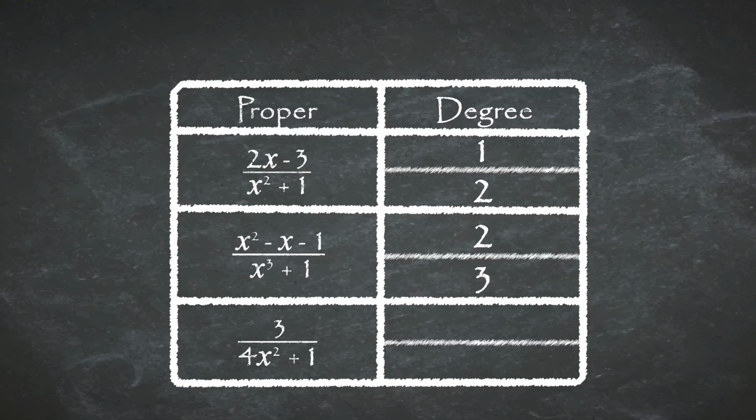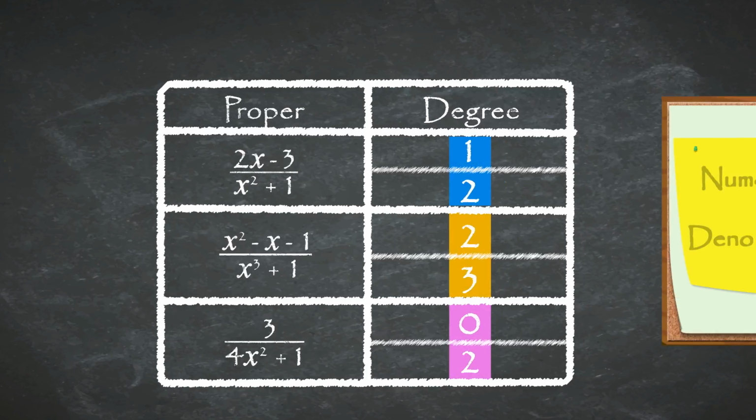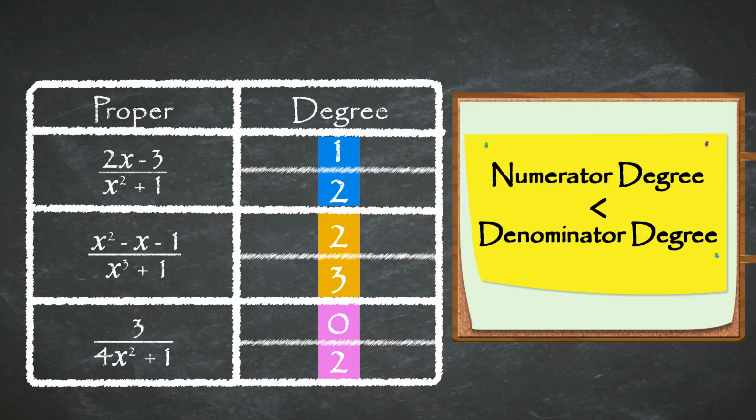Well, the numerator is 3, a constant, which can be expressed as 3 times x to the power 0, so its degree is 0. And in the denominator, 4x squared has the highest index of x, so the denominator has degree 2. What do you notice about the degrees in each case? Can you see that the degree of the numerator is always less than the degree of the denominator? That makes these fractions proper.